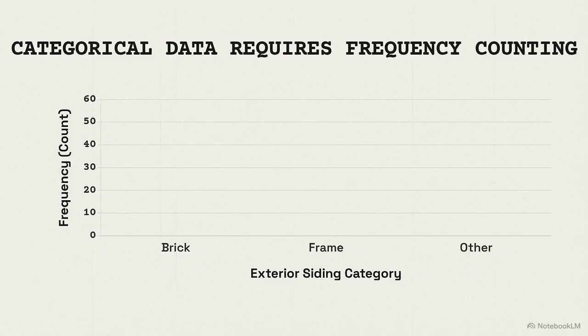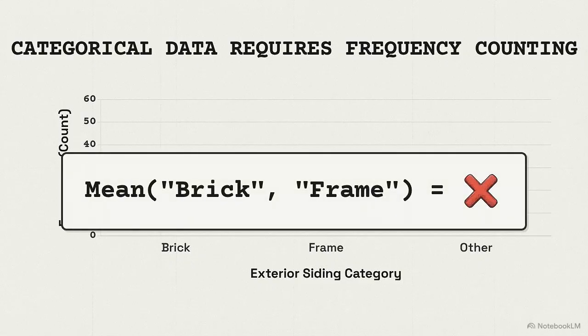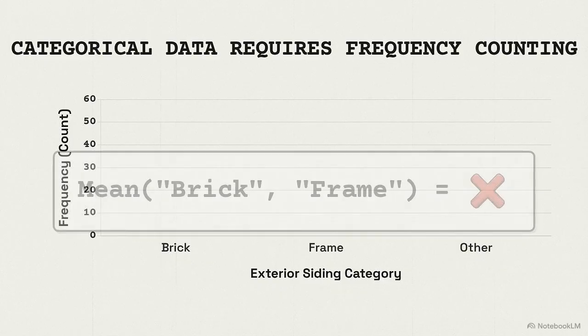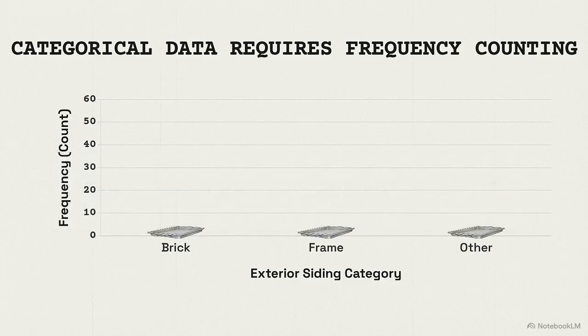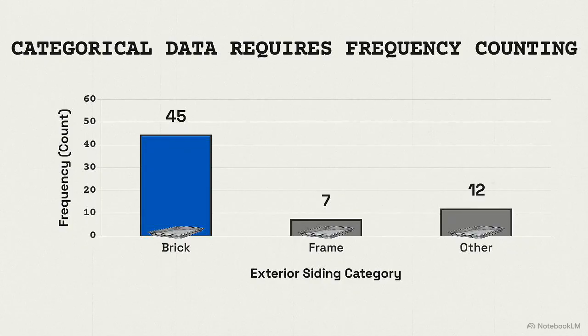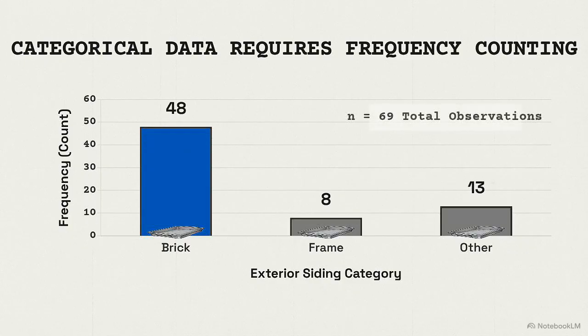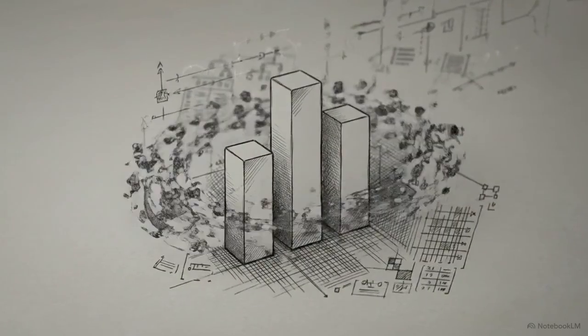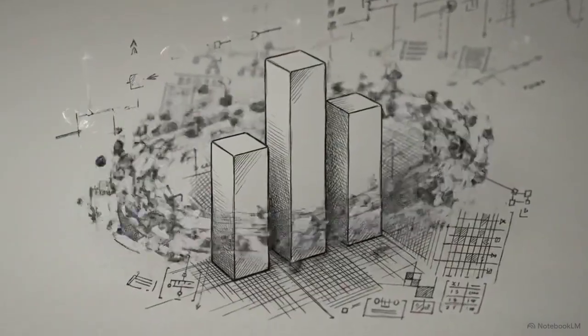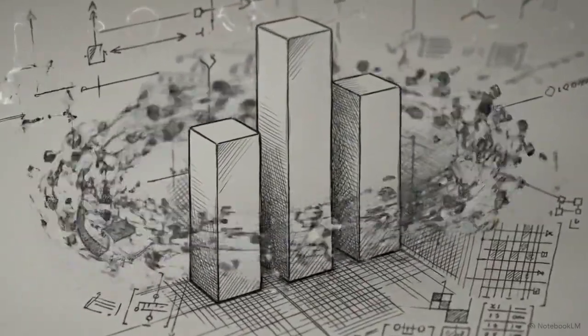Let's look back at the qualitative nominal variable of exterior siding from our dataset. Because it is nominal, attempting to calculate a mean or a standard deviation for brick and wood frame is mathematically impossible. This animated graphic demonstrates the correct mathematical tool for summarizing qualitative data, the frequency distribution. A frequency distribution creates non-overlapping categories for the values, brick, frame, and other, and simply counts the number of observations that fall into each one. By properly applying the rules of its measurement scale, we transform 69 chaotic rows of text into 3 pristine, actionable data points.